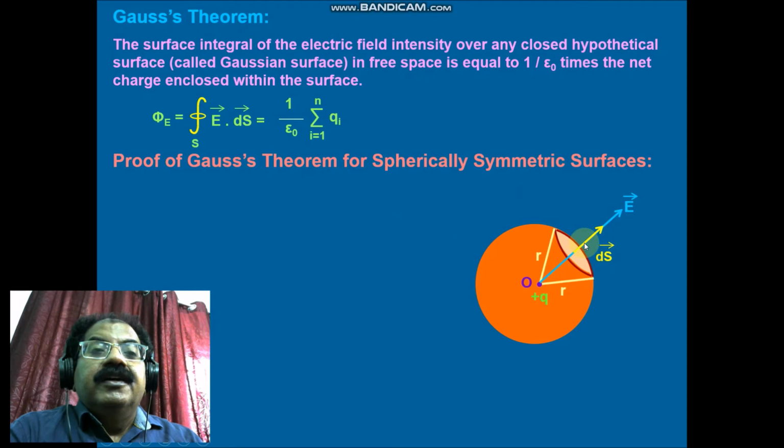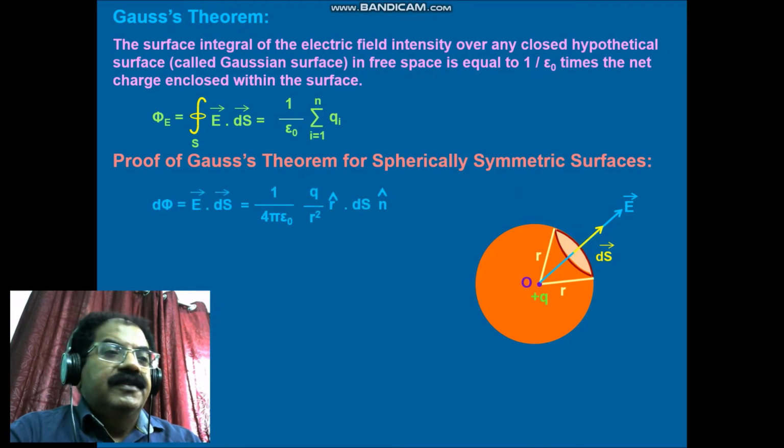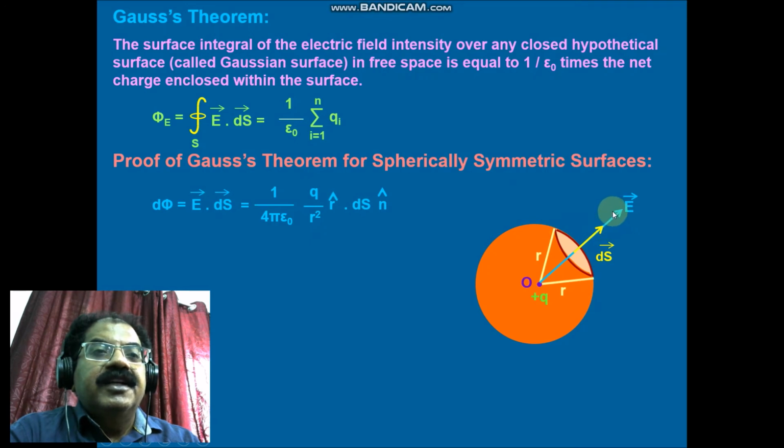Now the angle between E and ds. I have written Gauss theorem here: d phi equals E dot ds, and for E I write 1 by 4 pi epsilon naught Q by R square, which comes from the formula of electric field strength, times R cap. What is R cap? R cap is the direction of electric field. And ds n cap: ds is the area vector, and n cap is the direction of the area vector, the surface area vector.